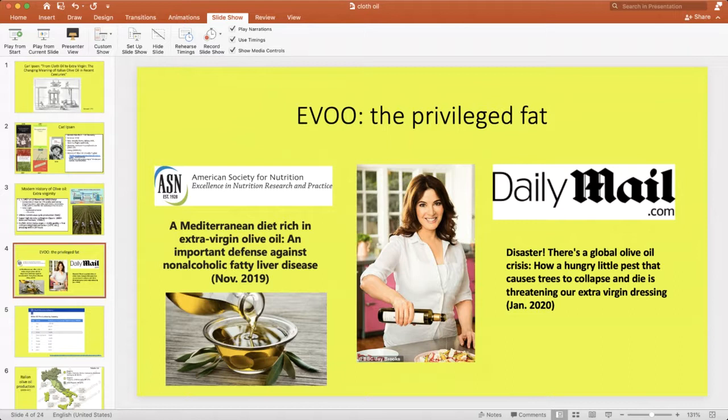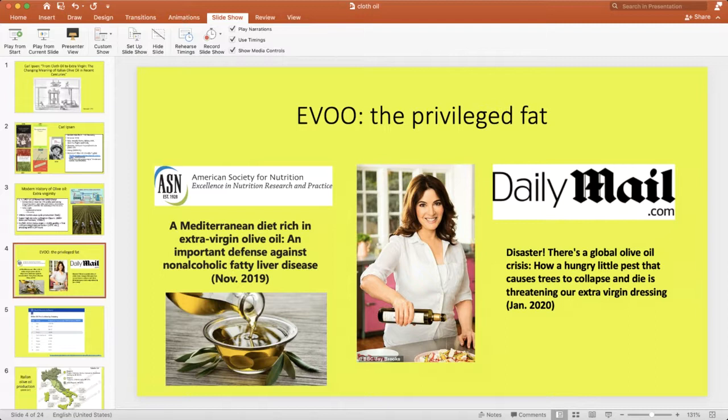We get television chefs like Nigella Lawson pouring it on most everything that she makes, and then even attention to what's going on recently in Italy. This is a quote from the Daily Mail last year: "Disaster. There's a global olive oil crisis. How a hungry little pest," that's the Xylella, "that causes trees to collapse and die is threatening our extra virgin dressing." Well, of course, it's not just threatening the extra virgin dressing of British newspaper readers, but the livelihood of olive farmers and olive oil producers in Puglia and probably beyond. But again, I can come back to that.